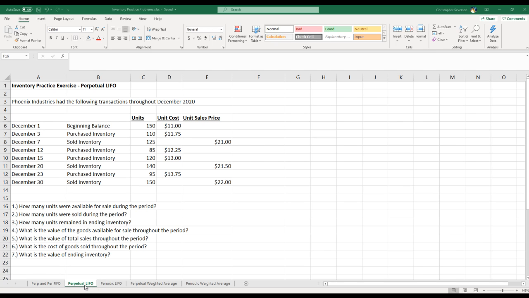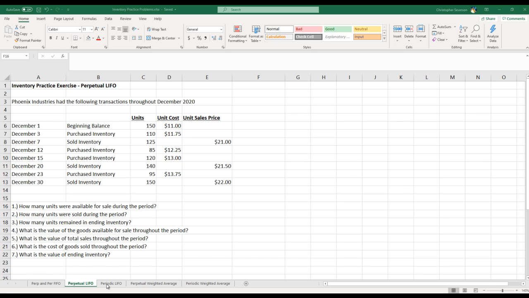But under LIFO, and by the way, FIFO is first in, first out, we're going to cover all of that today. LIFO is last in, first out. Perpetual LIFO is what we're going to be covering in this particular video. But we'll briefly talk about why it would differ from periodic LIFO, as well as what the difference between perpetual and periodic is to begin with.